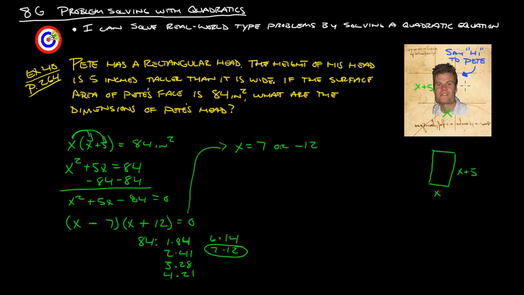Now, since we're talking about Pete's head here, I'm pretty sure Pete's head cannot be negative 12 inches wide. So that one is out. So Pete's head has to be 7 inches wide. Now, it does say what are the dimensions of Pete's head, so just 7 is not actually the answer. We got to actually come up with the height too. So the dimensions of his head are 7 inches wide by 12, because 7 plus 5 gives us 12, 12 inches tall.